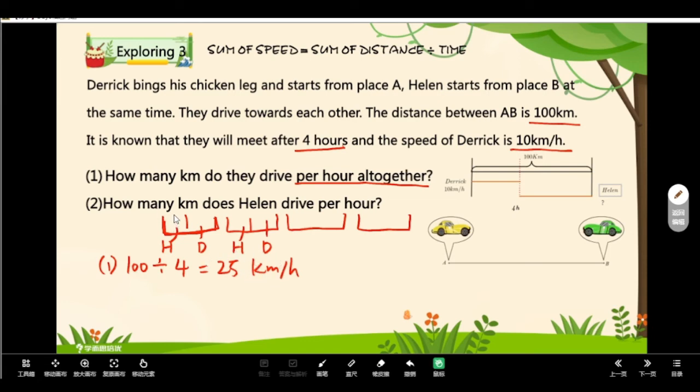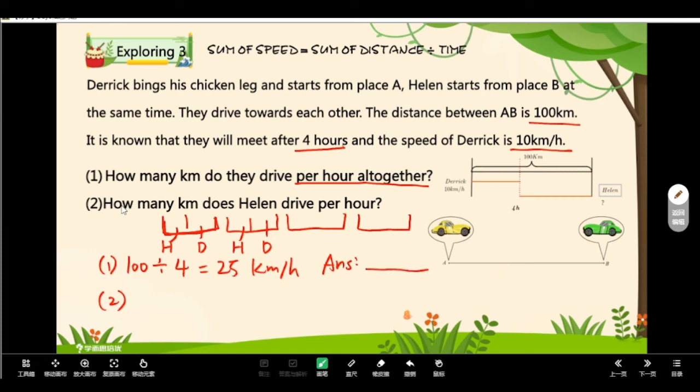And if we need to find out the sum of speed of 2 persons, we can just use the total distance, that is the sum of distance, divided by the time to get the sum of speed. So you need to remember this. And let's see what question 2 is asking about. Oh, and you must remember to write down your answer at the end.